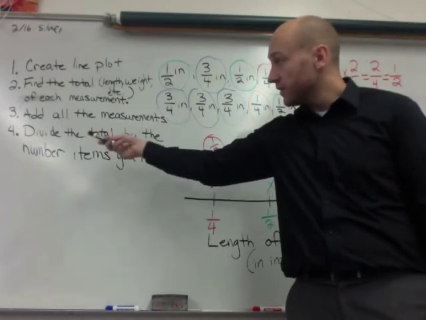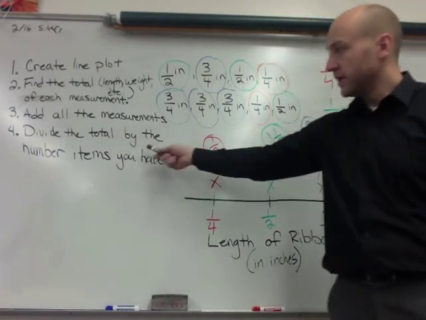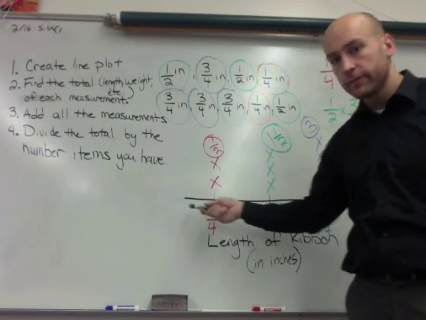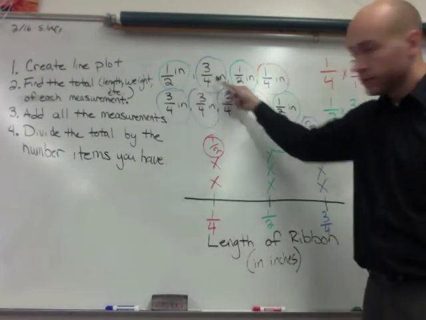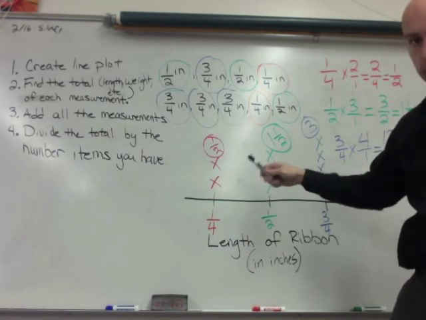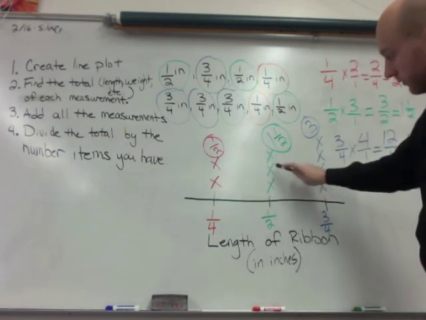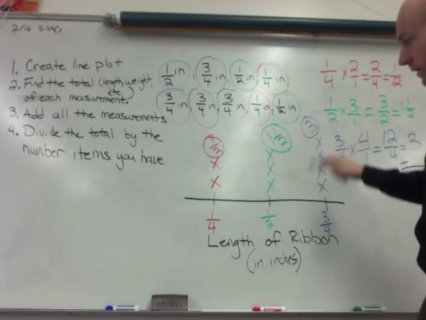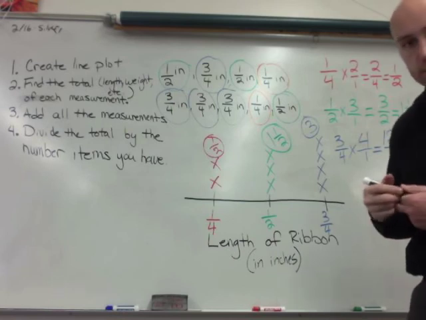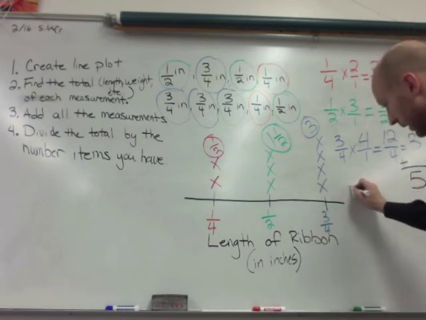So now the last step to find my average is I'm going to divide the total, which is 5, by the number of items I have. So the number of items I have, you could either count right up here, or you can just count your x's, probably a little easier. So we have 1, 2, 3, 4, 5, 6, 7, 8, 9. So we have 9 items. So that's what we're going to divide 5 by.